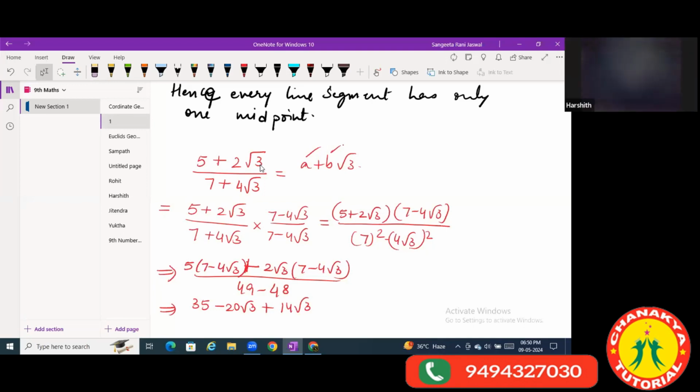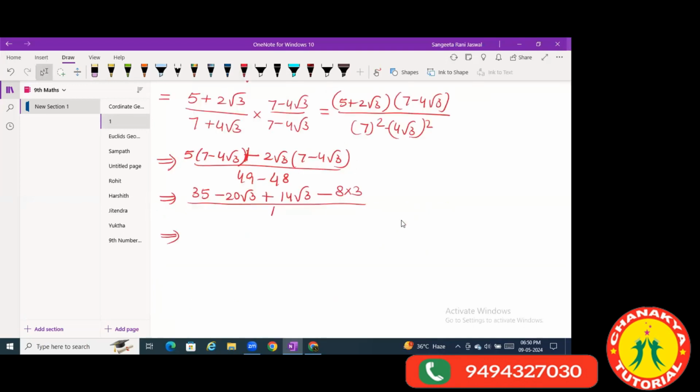Ma'am, our focus is to find the value of a and b. So let's see whatever we get, the simplest form of this. So we have 35 minus 24, 8 into 3 is 24. So 35 minus 24 will be 11, and 14 root 3 and minus 20 root 3. So 14 minus 20 will be minus 6 root 3. And in the denominator, we have just 1. Now this is my value for the left hand side.